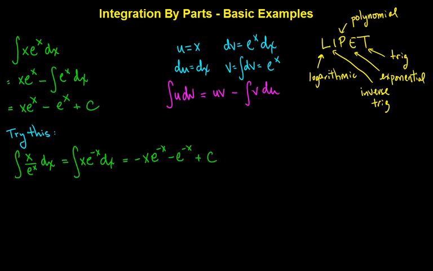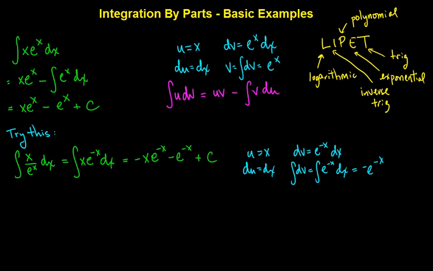So according to LIPIT, we're going to choose the polynomial x before the exponential e to the negative x. So u equals x, dv equals e to the negative x dx. We find the differential of u, so du is equal to dx. We find the integral of e to the negative x. And you could do u substitution on this, but you should learn that the integral of e to the negative x is just negative e to the negative x.